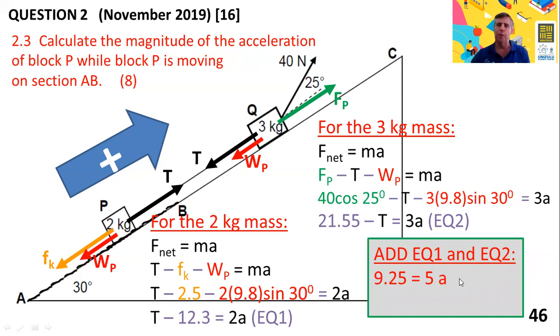We now have a simple equation for acceleration, and we can solve, and we can say that the acceleration equals 1.85 meters per second squared. What about the direction? The question said calculate the magnitude of the acceleration, and so we finished. Phew, that was a bit of a mouthful, and that's why it was for 8 marks.